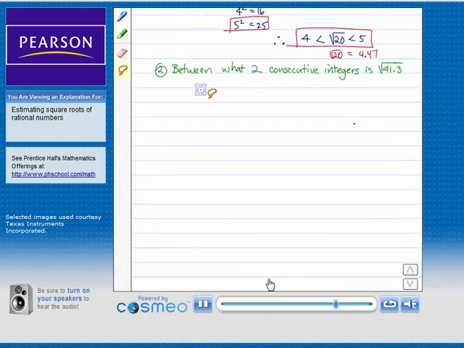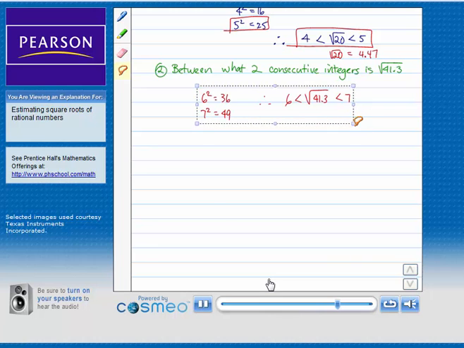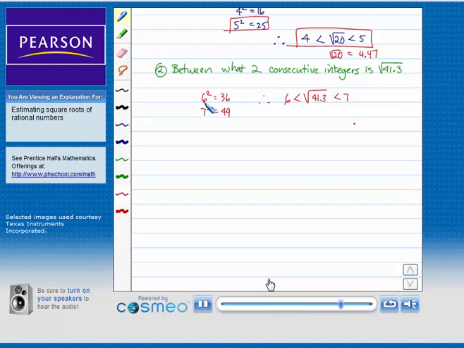Well, let's see how you did. I can scoot that up just a little bit. There we go. Well, I know that 6 squared is equal to 36. 41.3 is greater than 36, but 7 squared is 49, and 41.3 is less than 49. That tells me that the square root of 41.3 must be a number that is less than 7 and greater than 6.